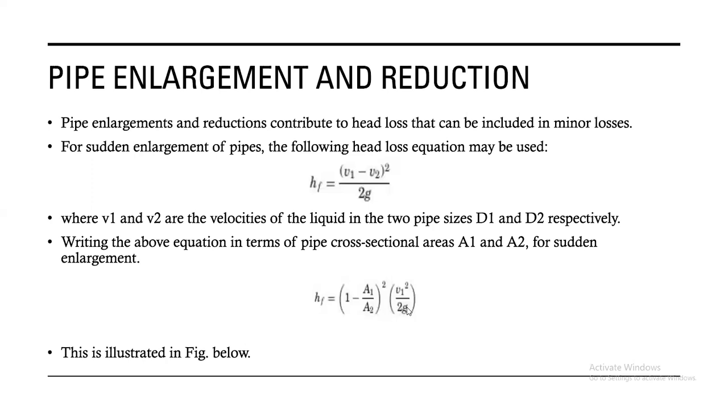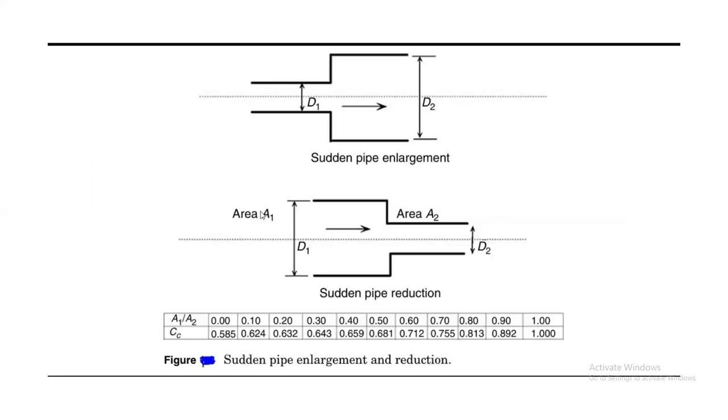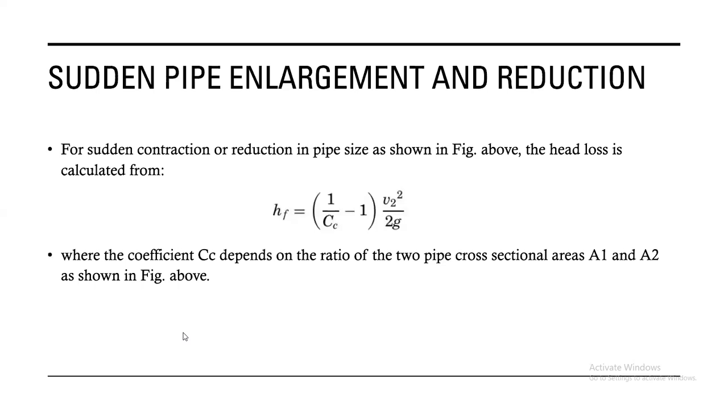You can do the math. I actually did the math, trying to derive it, and I got the answer right. This is illustrated in the figure below. So there's a friction loss associated with this sudden pipe enlargement, and also with a sudden pipe reduction, there's a friction loss. So the A1 over A2 can be used to find the constant which you call CC, which for sudden contraction or reduction in pipe size, as shown in the figure above, the head loss is calculated from HF equals (1 over CC minus 1) multiplied by V2 squared over 2g.